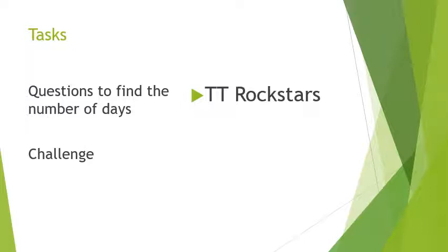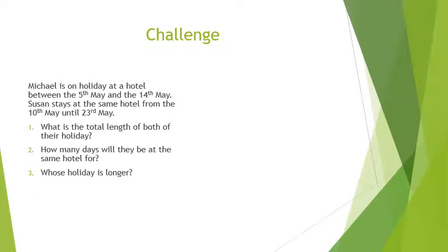Let's have a look at your challenge. So your challenge is that Michael is on holiday at a hotel between the 5th of May and the 14th of May. Susan stays at the same hotel from the 10th of May until the 23rd of May. There's 3 questions to this challenge and you will need to answer all of them. Number 1, what is the total length of both of their holidays? Number 2, how many days will they be at the same hotel for? Number 3, whose holiday is longer?